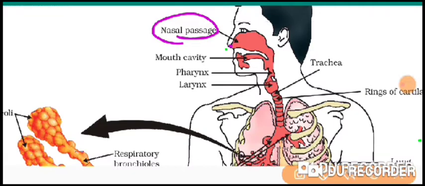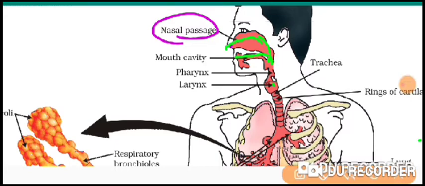From the nostrils, you take in air which passes through the nasal passage. Clear? The nasal passage, from there, through the nostril, the air is taken in into the nasal passage, and through the mouth cavity also the air moves in, and together it enters into this region. This region is called the pharynx region. Okay, this part is the pharynx.